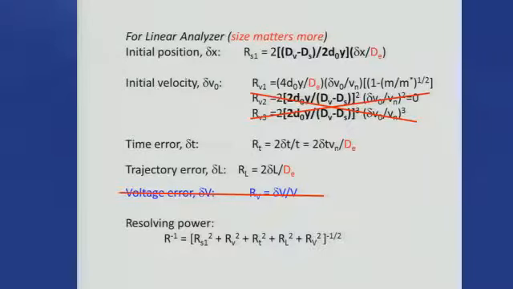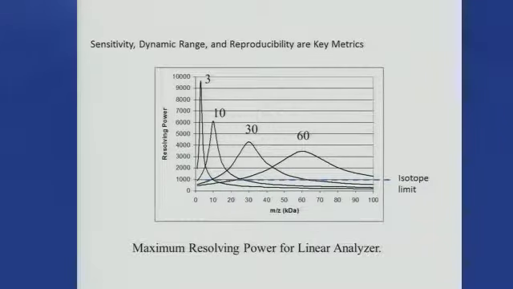So when you go to the linear analyzers, size matters really more, because the velocity terms are not the limiting things in general, except at low mass, and so the longer you make it, the better everything works. And this is a calculation of resolving power with different, the number on the top there is the mass focus. The time delay is set to focus optimally at mass 3 kilodaltons to 60 kilodaltons.